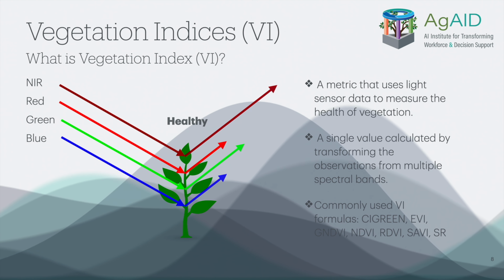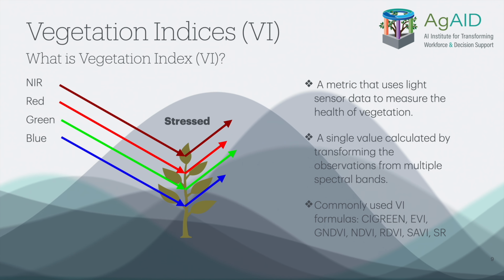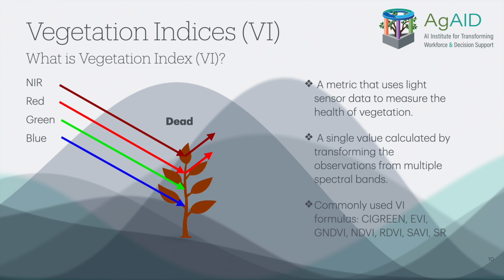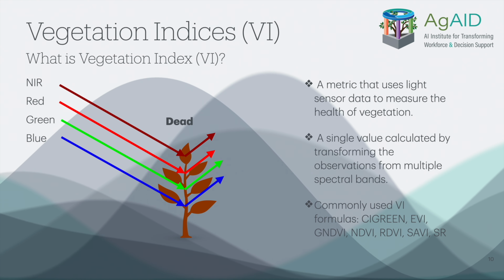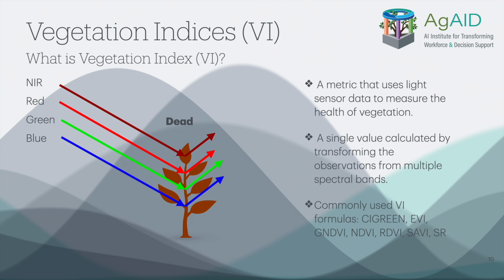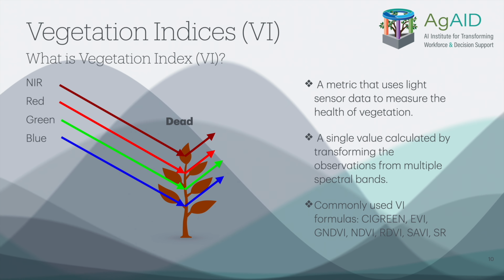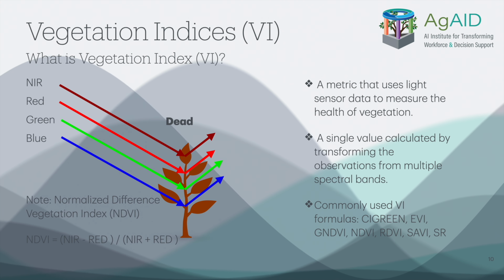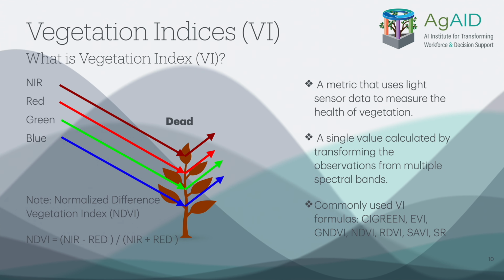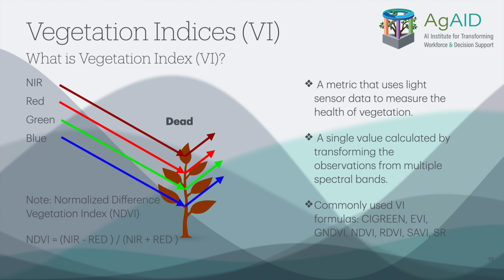And for a stressed plant, and lastly, for a dead plant. Vegetation index is a metric that uses light sensor data to measure the health of vegetation. There are many different types of VI formulas that prioritize different spectral bands or ratios. For example, here is a very commonly used formula called NDVI, which stands for Normalized Difference Vegetation Index. This formula prioritizes NIR and red bands, which, as we just saw, tend to be appropriate quantifiers for plant health.